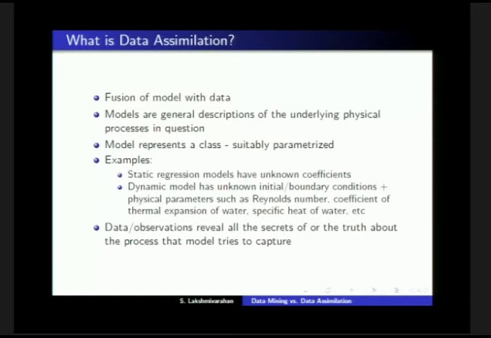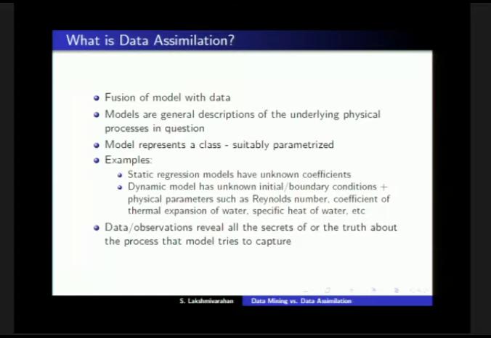Data assimilation is a fusion of model with data. Models in general are descriptions of underlying physical processes. A model doesn't refer to one quantity, it refers to a million instances, uncountable instances. For example, if I say a quadratic equation, ax squared plus bx plus c, where a, b, c are real. If I say 3x squared minus 42x plus 17, that's a particular instance. So you particularize the model by specializing the parameters. To be able to specialize the model, we need to estimate the parameters. So a model represents a suitably parametrized class.